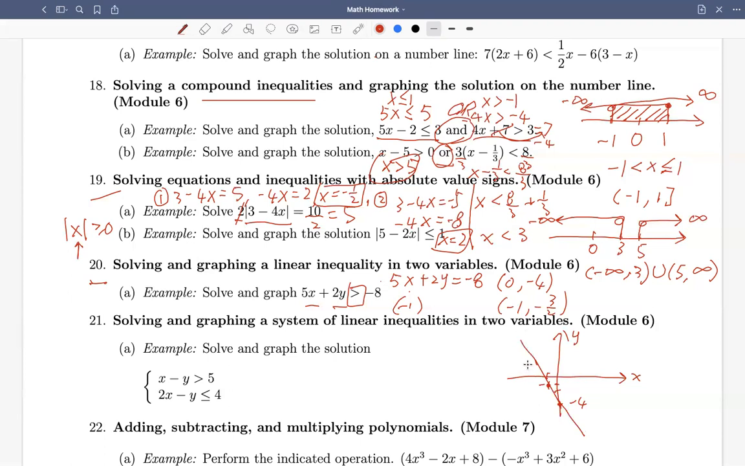I should draw a dotted line. You know why? Because this has no equal sign. This is only greater than. So I'm going back to my eraser to erase some of it. Okay, go back to my pen.